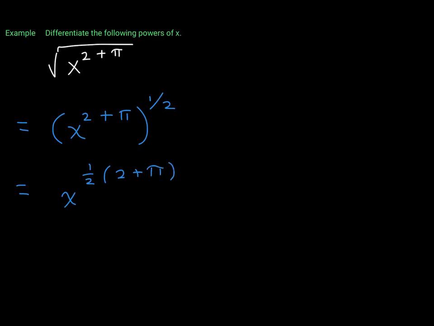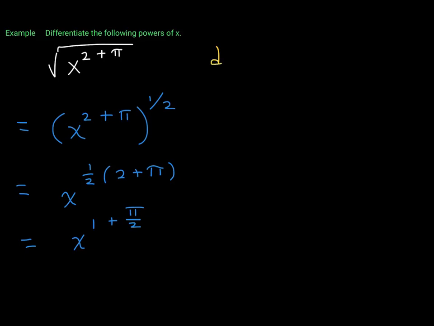Okay, this is looking better already. So now distributing 1/2, I get, this is really x to the power of 1 plus pi over 2. Okay, now I can see x by itself, right? Just x here, now being raised to the power of 1 plus pi over 2. All of this is an irrational power, irrational because pi is irrational. So irrational power.